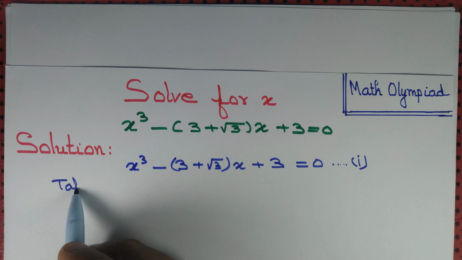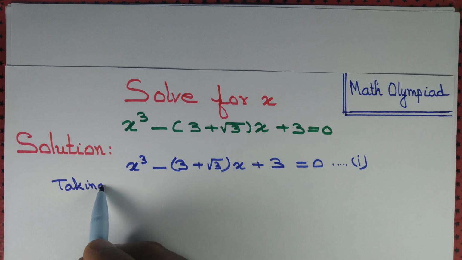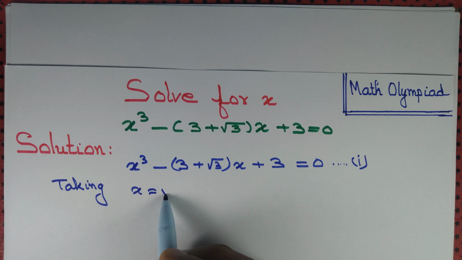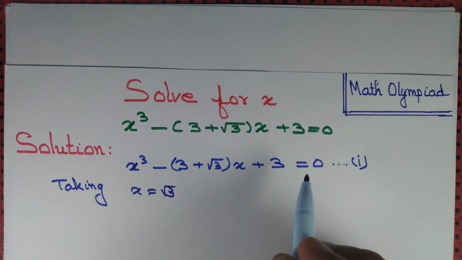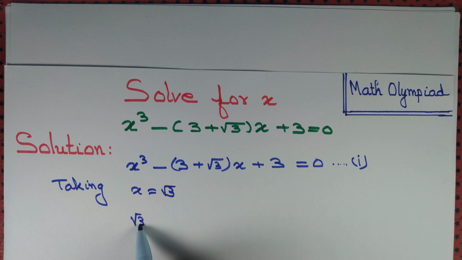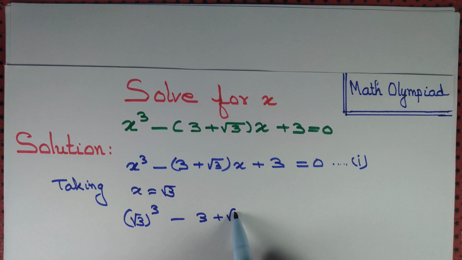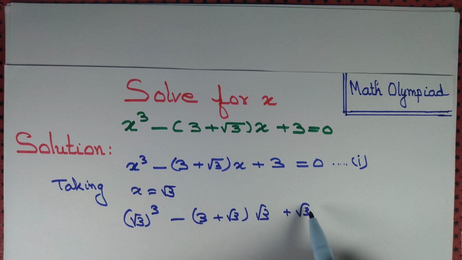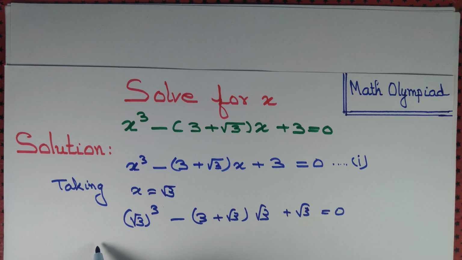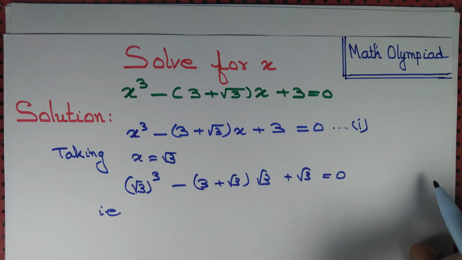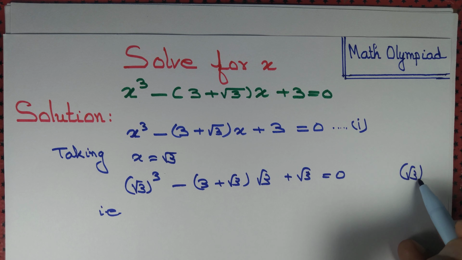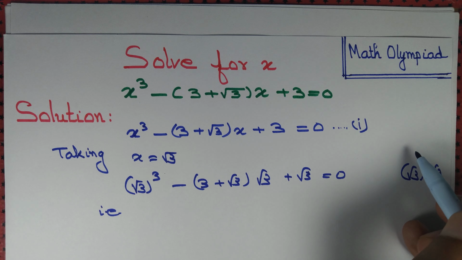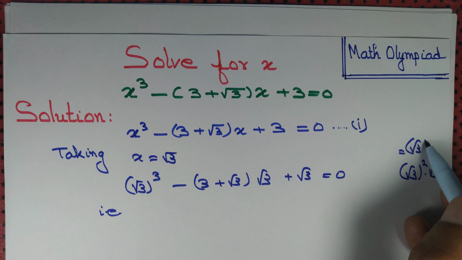Taking x equal to root 3, when I take x equal to root 3 in equation 1, what do you get? Root 3 whole thing cube minus (3 plus root 3) times root 3 plus 3. That must be equal to 0. That is, root 3 cube is root 3 square into root 3.